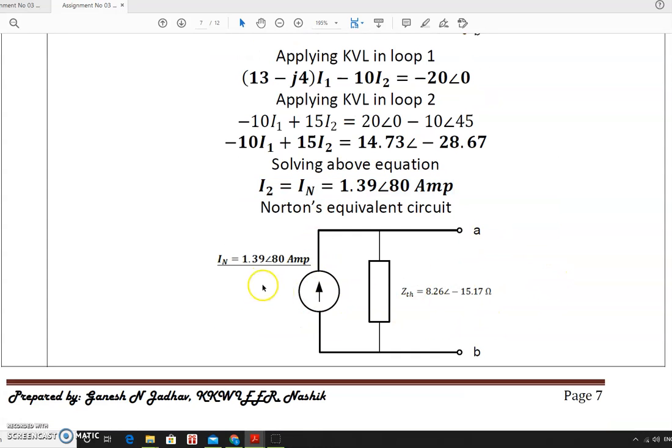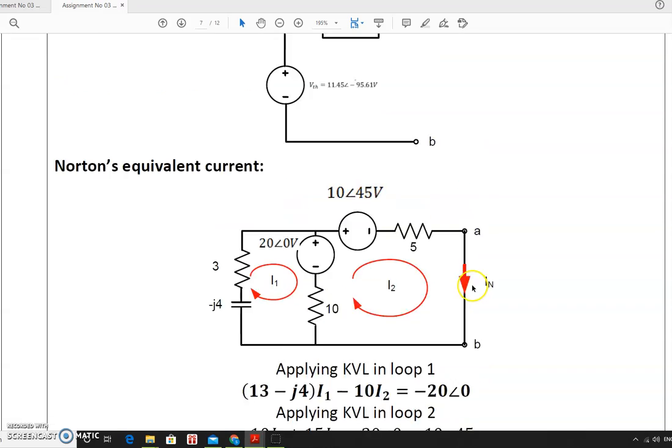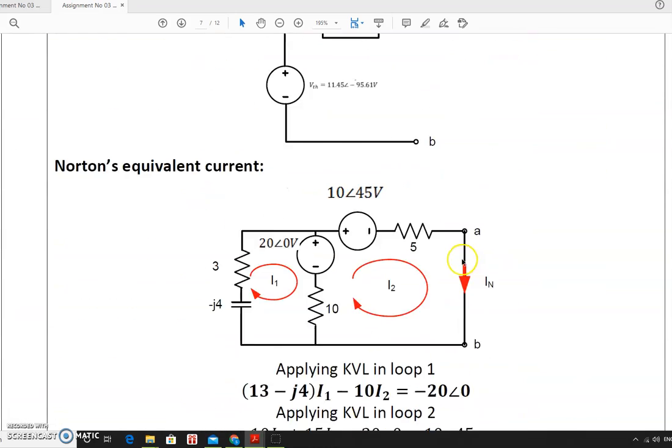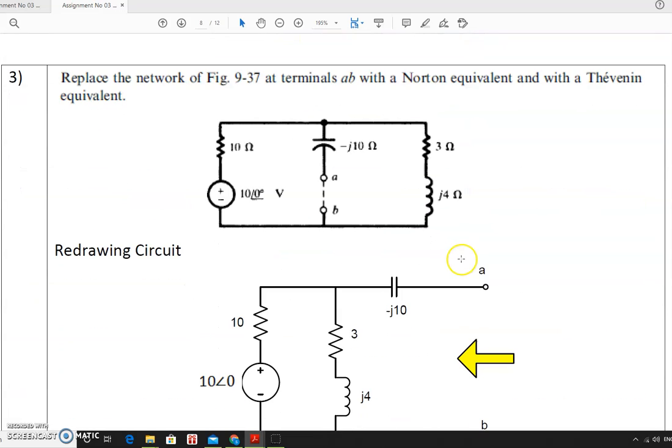So this is the Norton's equivalent circuit. In Norton's equivalent circuit, IN is equal to 1.39 at an angle of 80 ampere, in parallel with the ZTH, or you can say it is a Norton impedance also, ZN or ZTH, 8.26 at an angle of 15.17 ohm. This is the one approach. By using the KVL and KCL law also we can solve the Thevenin's equivalent problems and Norton's equivalent problem.